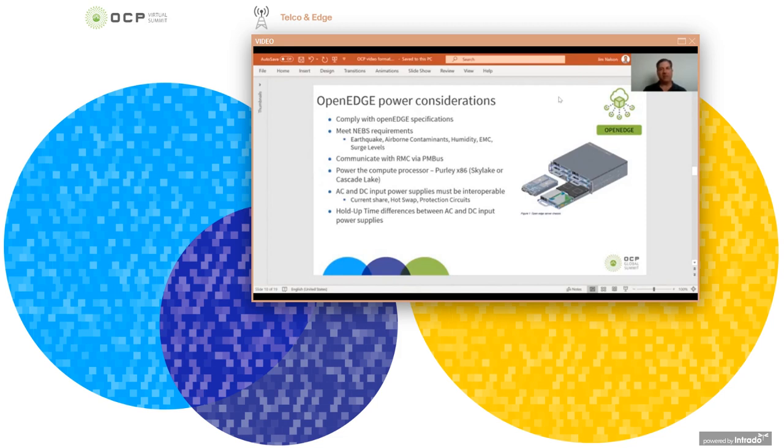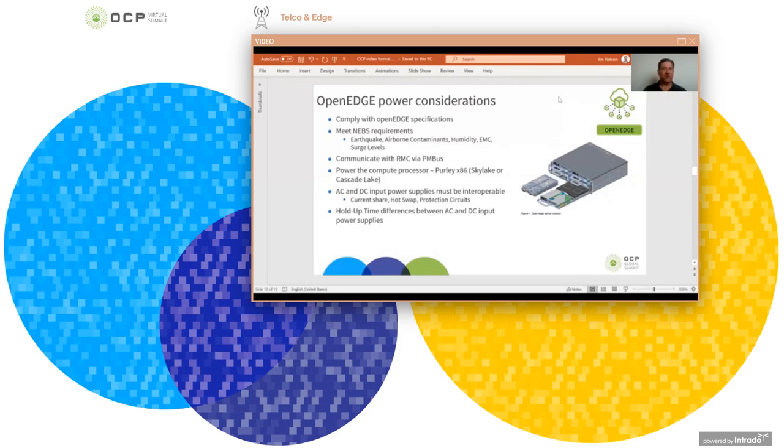And that gives us the ability to know for sure that we'll be able to power the x86 processor and other similar processors that have the same type of power requirements. In terms of the protection features, since these are redundant power supplies, they need to be able to share current. You need to be able to hot swap them in case you need to replace one of the power supplies. And they need to not only protect themselves, but communicate back to the rack management controller exactly what's going on.